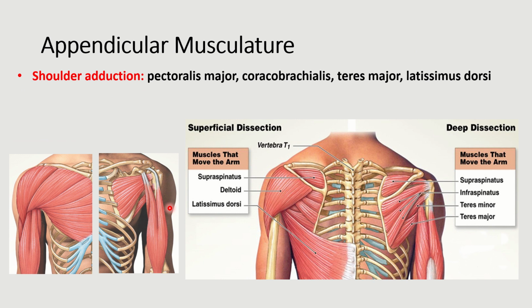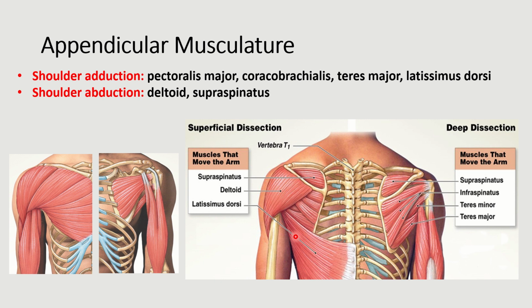Shoulder adduction, so moving the arm toward your body or midline. So you have the 4 different muscles, 2 of them anterior, 2 of them posterior. So pectoralis major and coracobrachialis, so they are anteriorly located. And then you have the teres major and the latissimus dorsi, which are located posteriorly.